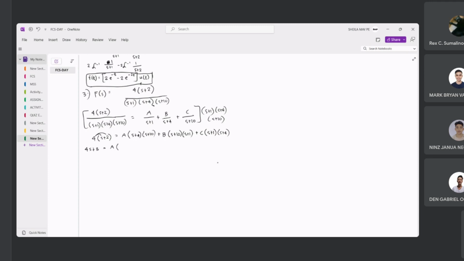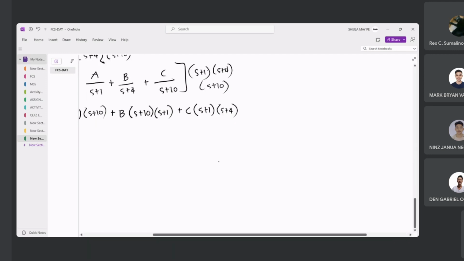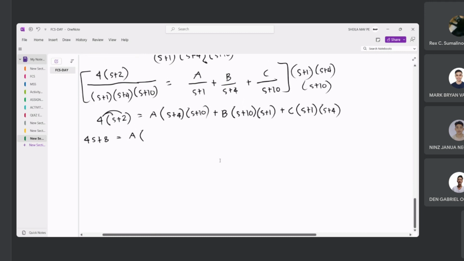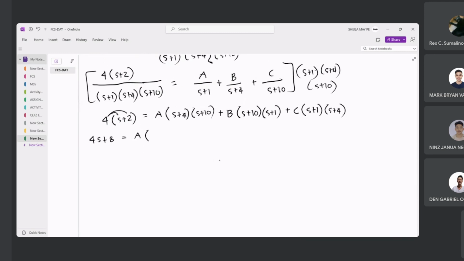Okay. A, this one here is s squared. This is 4s and this is 10s. So that's basically 14s plus 40. That's the FOIL method, class. B times s squared plus 11s plus 10. Okay, this is 10s, this is 1s, so that's 11s.